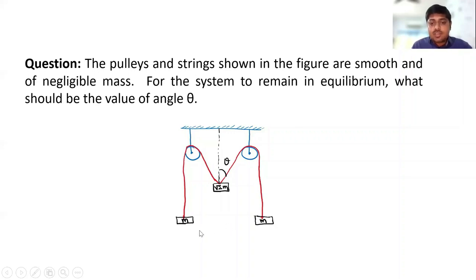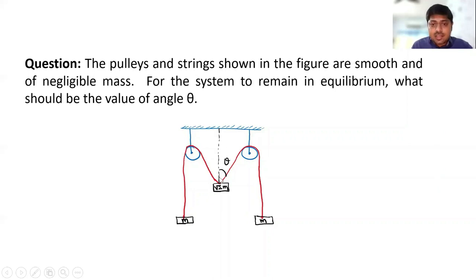We have here three bodies. One is here, that is of mass m. Another one is here, that is of mass m. And the third body is here, that has the mass square root 2 m. These all three bodies are tied with two strings. They are inextensible strings, and the pulleys are frictionless or smooth.